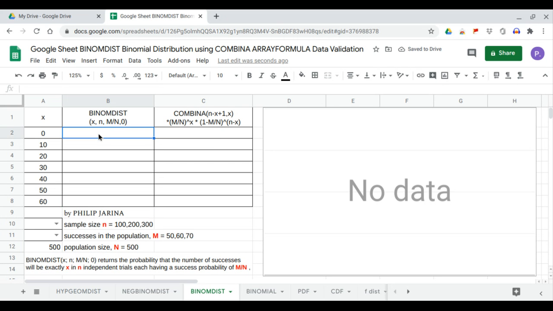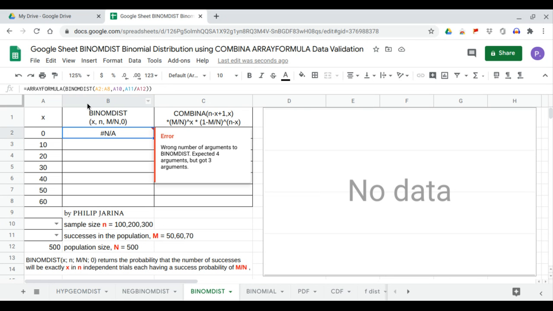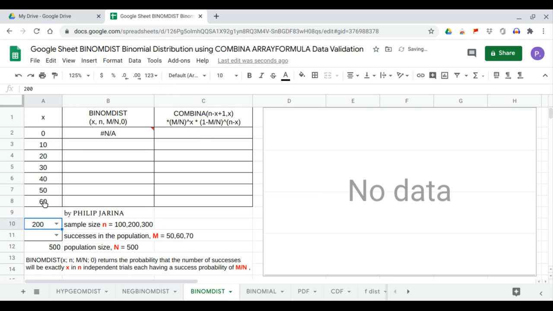So we'll generate using the array formula BINOMDIST of x, comma, n, the independent trials, and successes in the population. That's m over n. M over n. And we'll use the values 2 and let's say 60. And of course, because this is a probability density function or probability mass function, we use 0.